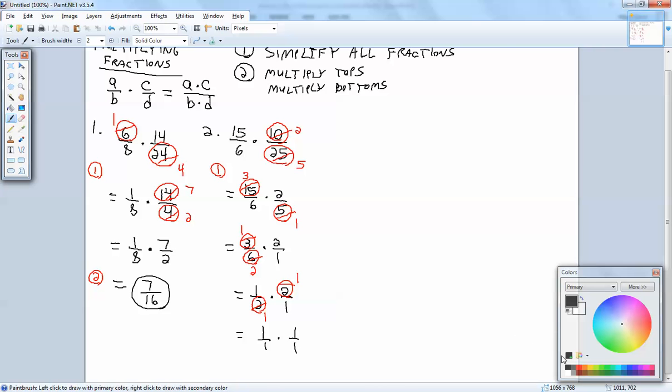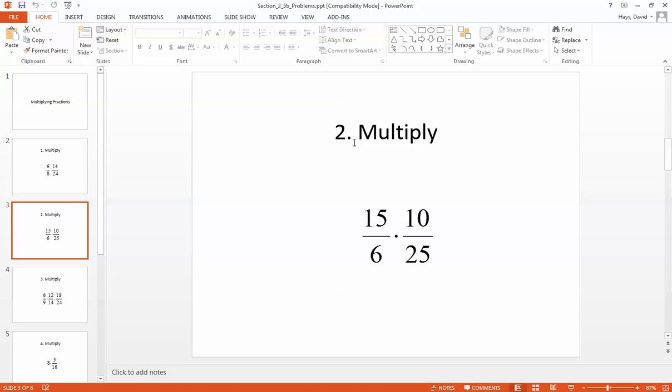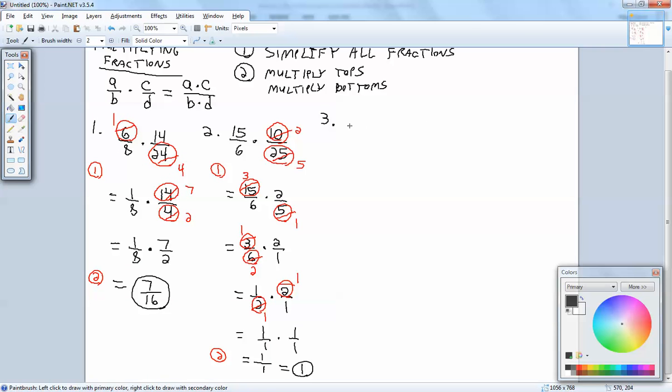And we're ready for step 2. I'm running out of room here. Multiply top parts together. 1 times 1 is 1. Multiply bottom parts together. 1 times 1 is 1. And 1 over 1 gives us 1. And that's our answer. Okay, let's look at this example. We got 6 over 9 times 12 over 14 times 18 over 24.